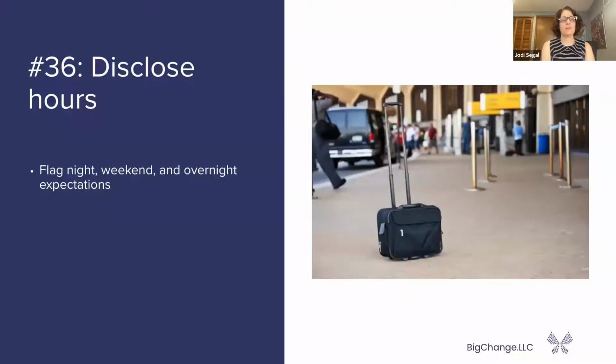Number 36, disclose hours. Caregivers may have morning, night, and weekend responsibilities that make working an irregular schedule or long hours difficult or even impossible. Disclose the expectation in job postings. Explicitly tell candidates the after-hours expectations and confirm that this would work for them. Or avoid having meetings during those times if possible.